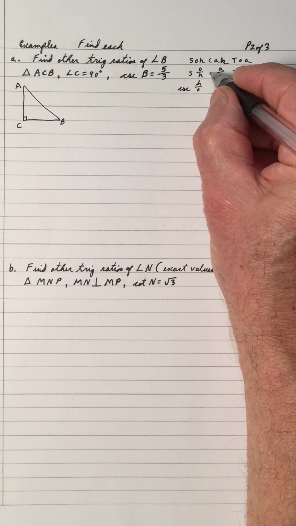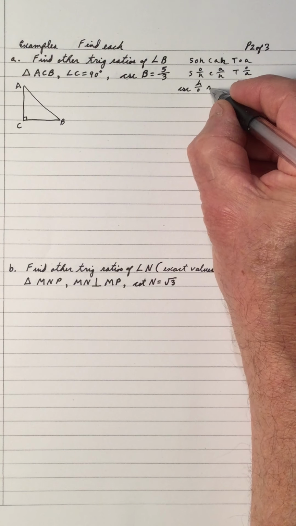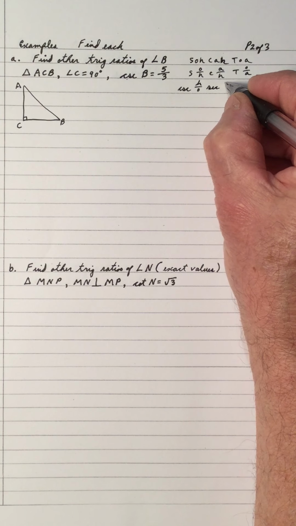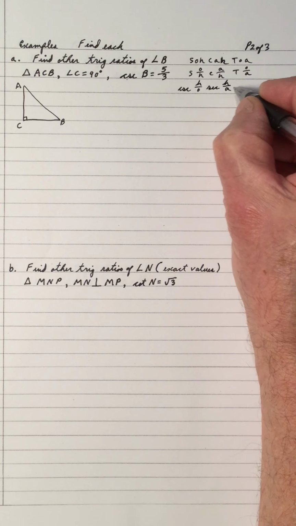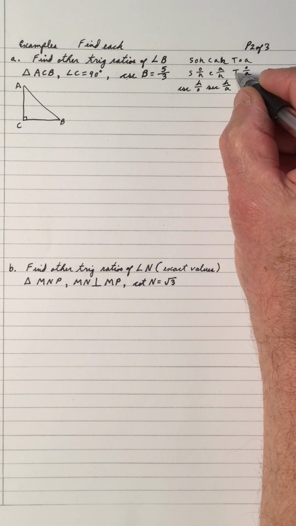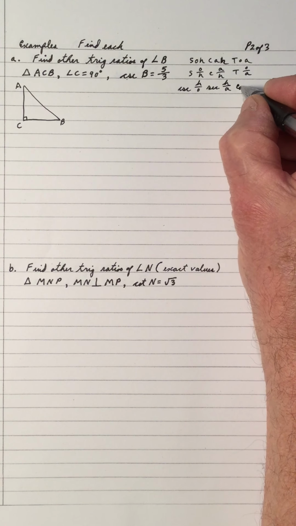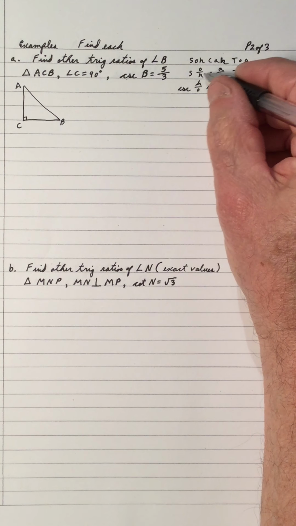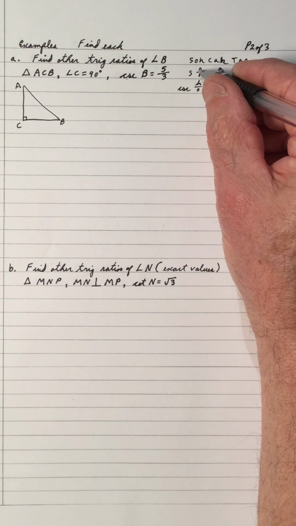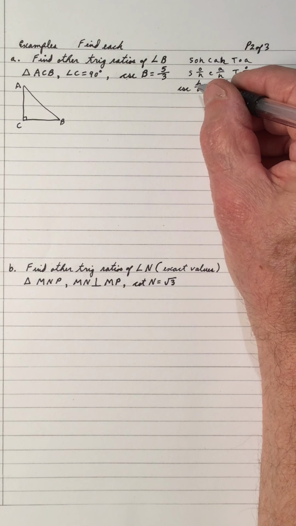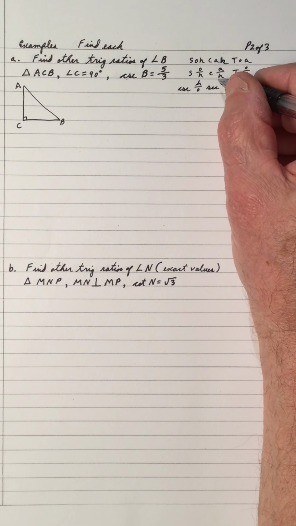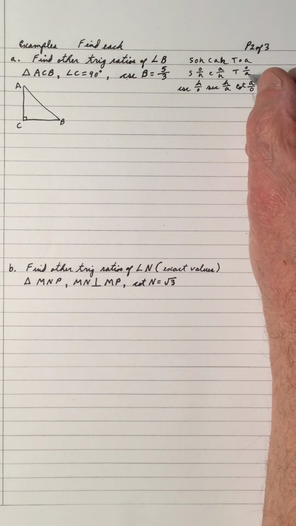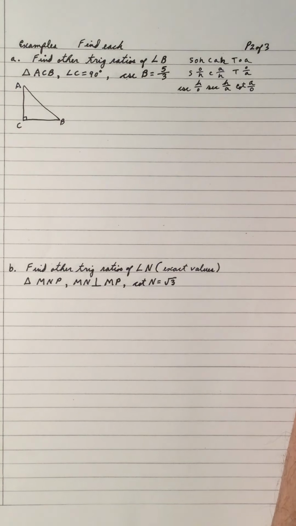The reciprocal of cos begins with C, so it's secant. It's hypotenuse over adjacent. And the reciprocal of tan is cot, C-O-T, so it's adjacent over opposite. Reciprocals, notice: opposite over hypotenuse, hypotenuse over opposite, adjacent over hypotenuse, hypotenuse over adjacent, opposite over adjacent, adjacent over opposite.